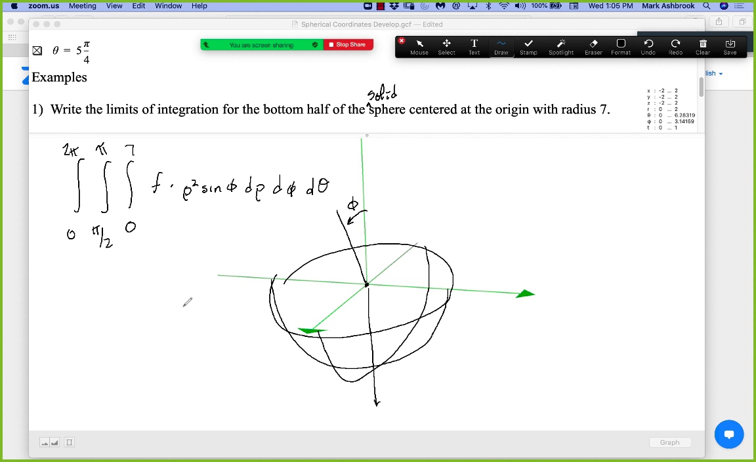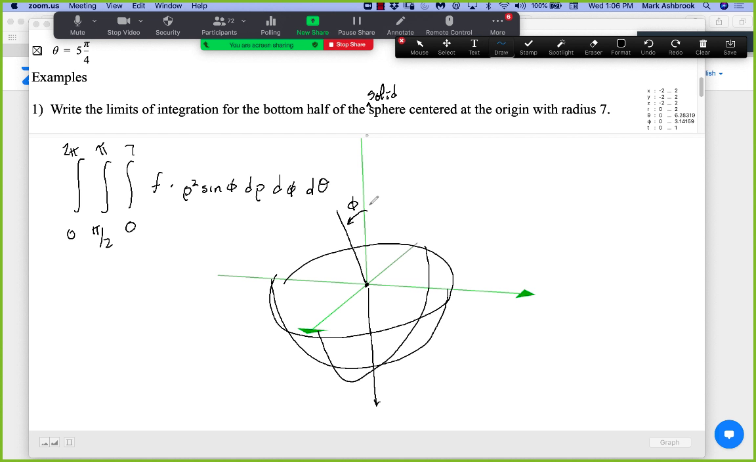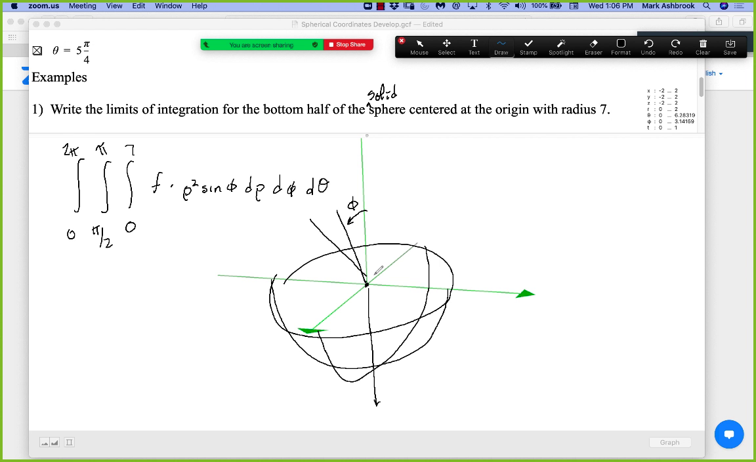How did you get the pi over 2 to pi for phi? So phi is the angle tipped down from the z-axis. At what angle of phi do we start hitting the solid? We start hitting it at the xy plane, which is pi over 2. Okay, that makes sense. We need to go all the way down to the bottom. So phi goes from pi over 2 to pi, and in all directions, theta goes 0 to 2 pi. Thank you. Yeah, sure. Other questions?